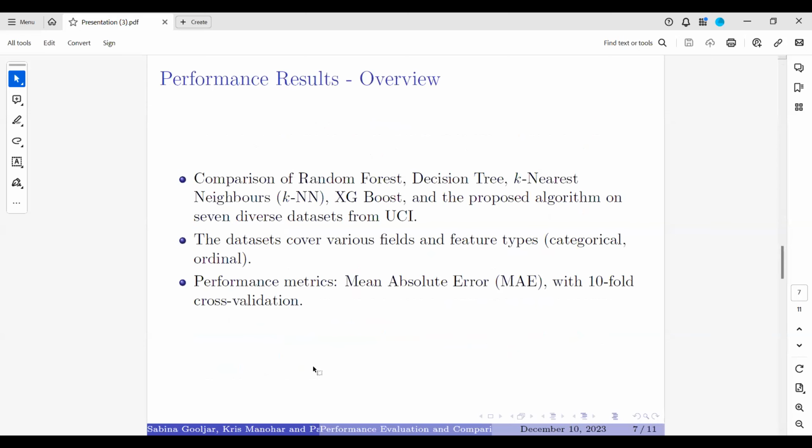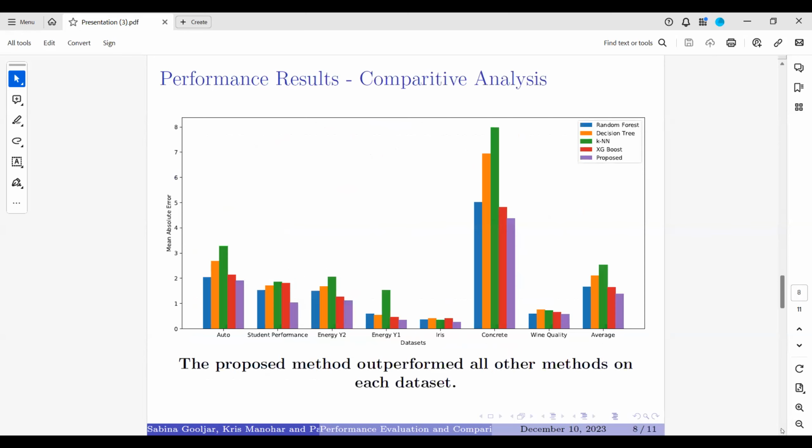Now to the performance results. We compared over the 7 data sets, and we used the mean absolute error with tenfold cross validation. What we found is that the proposed method outperformed all the other methods in each data set.